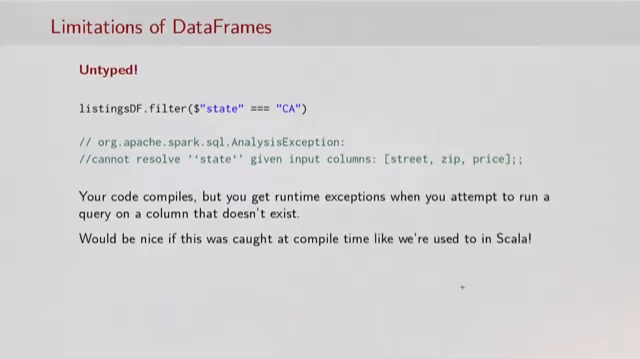It would be really nice if this error here was caught at compile time like we're already used to. We're used to the compiler catching us when we make errors like this, so this is a little bit uncomfortable if you come from Scala. It also means that you'll find yourself having to cast elements in rows to certain types that you know exist in the schema, because rows aren't typed.